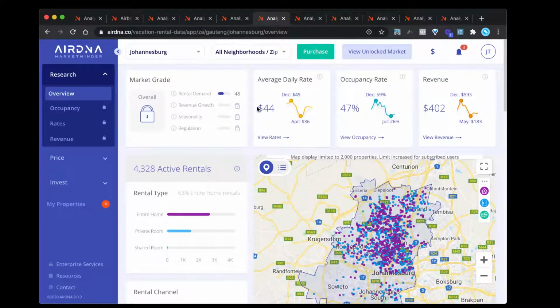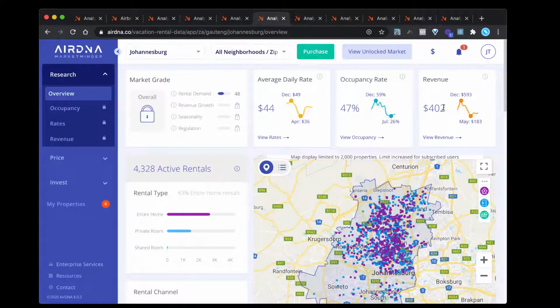Average daily rate is $44, and you can see it is also seasonal a bit. December will be a bit higher because it's warm weather down there. And then you see the occupancy rate is also seasonal. July is also low, it's a cold season, but it could also be Corona, who knows. But then December is jumping up.